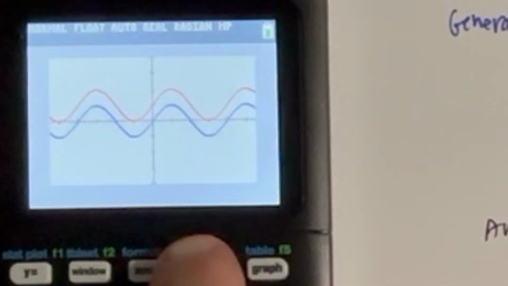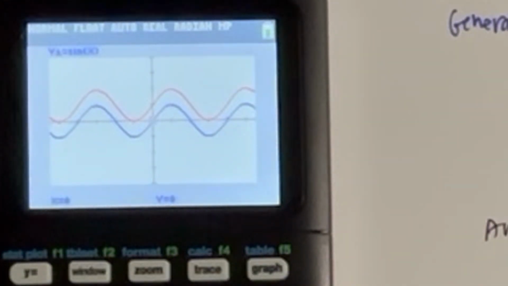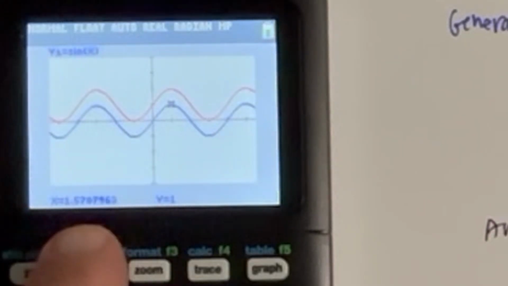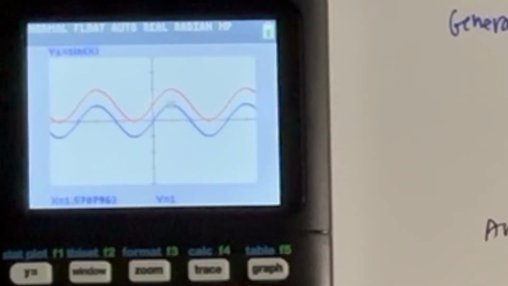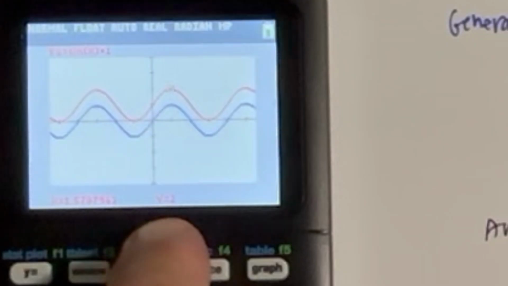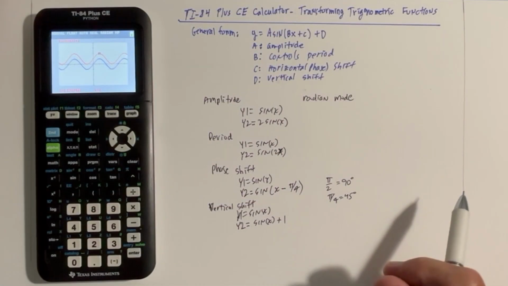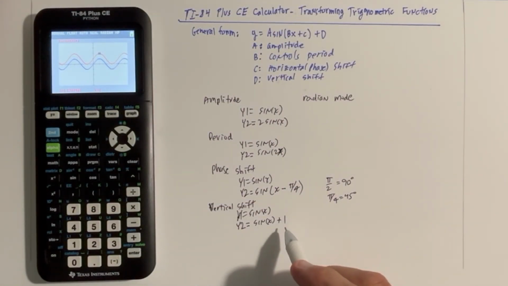So let's verify that with our trace function. Let's go over to, there's pi over 2, so that's 90 degrees. Now let's look at the other one, go up, and that is double. Y is equal to 2. So we've added 1 to everything is all we did here.